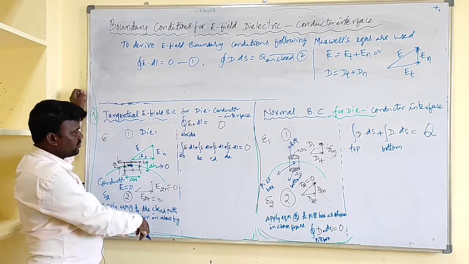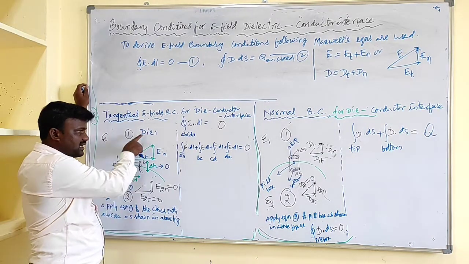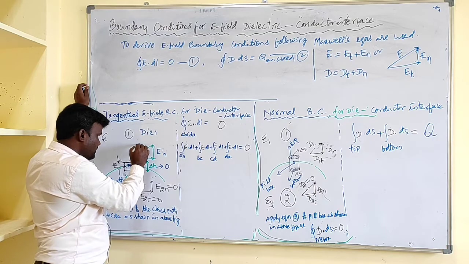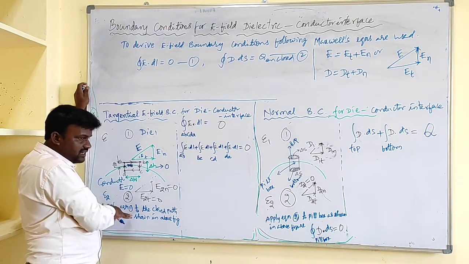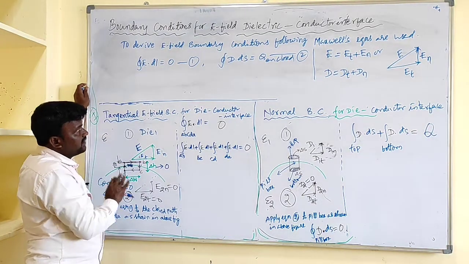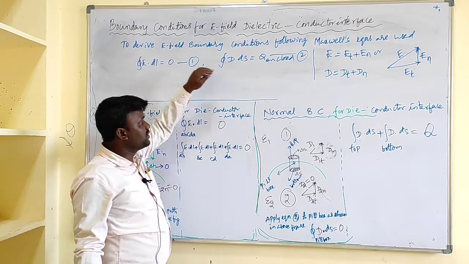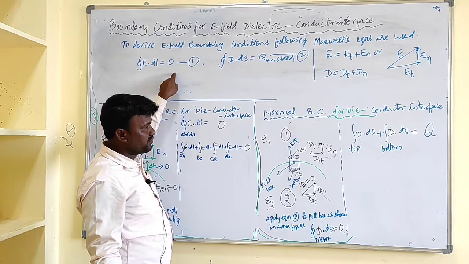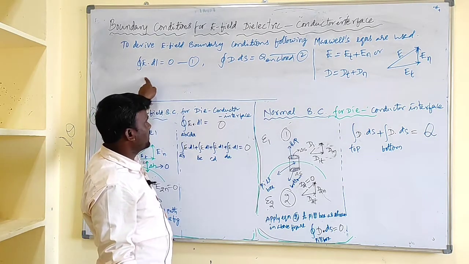That means there is no question of E1, E2. We only have the electric field in the first medium. So I consider the electric field in the first medium as E, whereas the electric field in the second medium is 0. In order to derive the boundary conditions, we need to use three equations. The first one is integral E dot dl equal to 0, one of Maxwell's equations for the electrostatic field.